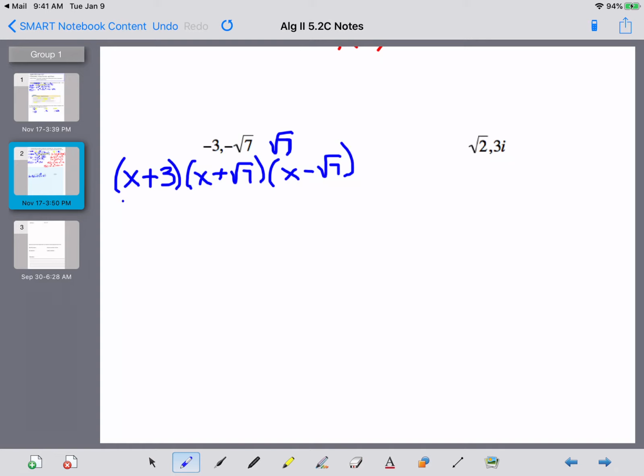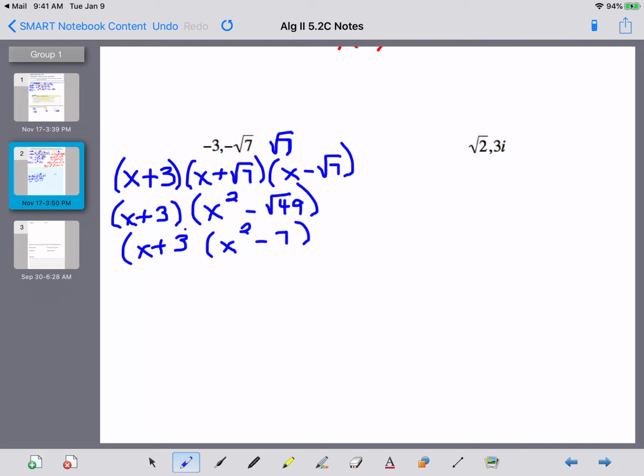Okay, again, we're going to FOIL the conjugates together first. We have x times x would be x squared. Insides, outsides are going to cancel. And our last term would be a square root of 7 times negative root 7 would be negative square root of 49. And that turns into just a 7.